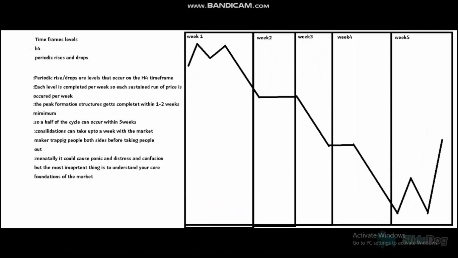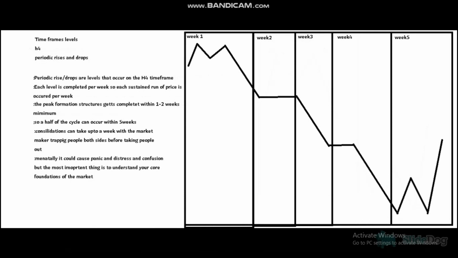what is the main topic of today's video, which are time frame levels, H4 periods, H4 levels, periodic rises and drops. So what are periodic rises and drops? Periodic rises and drops are levels that occur on the H4 time frame. So these are levels that occur on the H4 time frame only. All the rules of this concept occur on this time frame only, because we're gonna go through every time frame and how it works in our strategy.